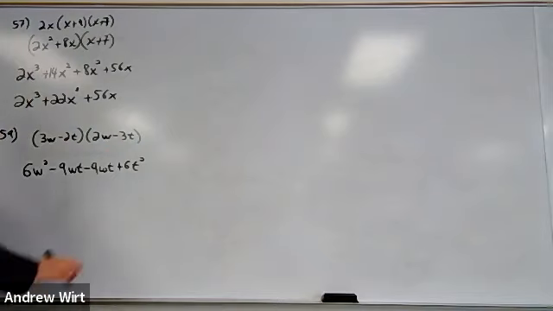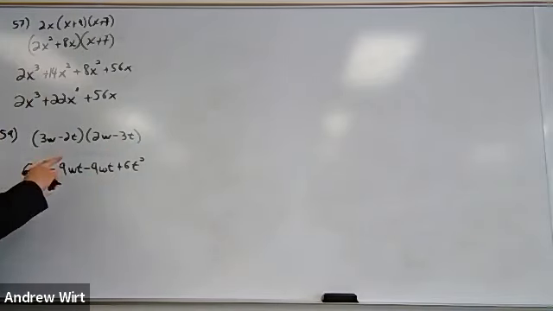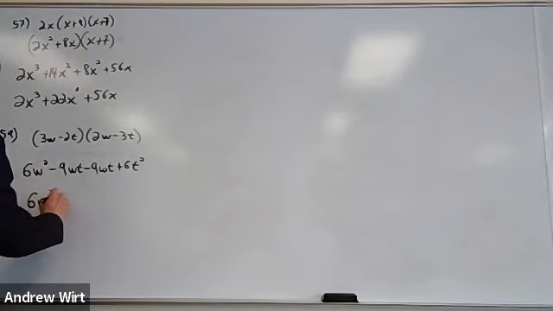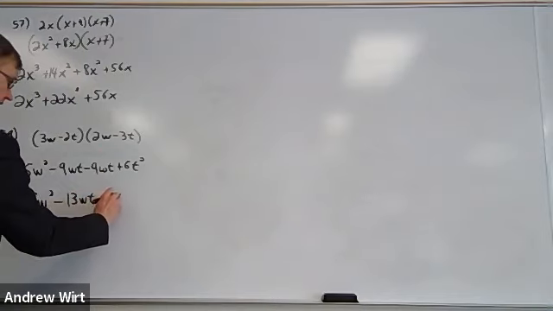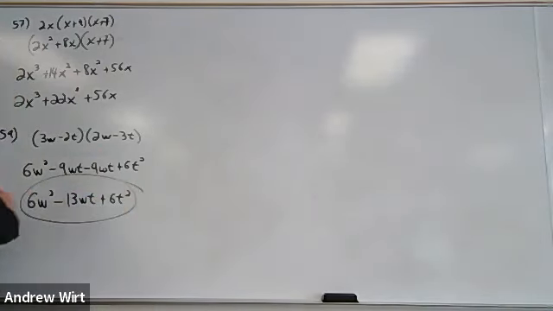Keep in mind, it doesn't matter if you write these tw or wt. Multiplication is commutative. So we get 6w squared minus 13wt plus 6t squared.